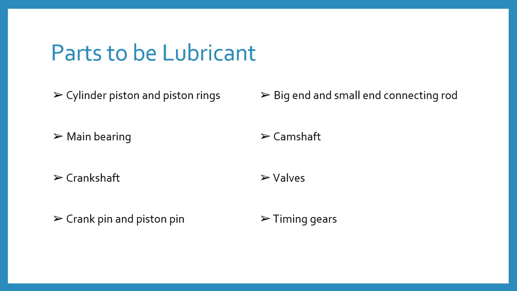Now here are the parts which are needed for the lubrication system. For lubrication purposes, the most important parts are the cylinder, piston and the piston ring. Second are the main bearing, crankshaft, crank pin and the piston pin, big end and the small end of the connecting rod, camshaft, valves and the timing gear.